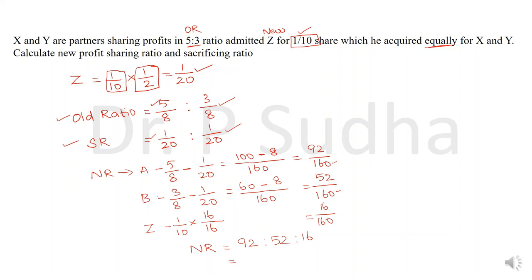All these are multiples of 4, isn't it? 4 into 23 will give you 92. 4 into 13 will give you 52. 4 into 4 will give you 16. So the new ratio is 23 is to 13 is to 4. And the sacrificing ratio we have already calculated here. The sacrificing ratio is equal to 1 is to 1.